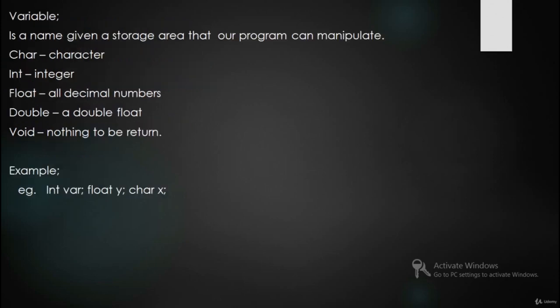Hi. In our previous lesson, we learned about data types. We also learned about the basic data types, the size or the bytes they occupy in a computer memory, and then their format specifiers. In this topic, we are going to learn something about variables, and we can see a variable is a name given to a storage area that a computer or program can manipulate. It is also an entity which changes during execution of a program.